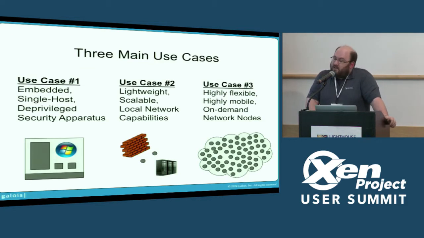So the first question is, should we even think about using a unikernel at all? We've discovered, at least in our work, that unikernels are useful in 3 main use cases. Use case number 1 is on your machine. These are usually embedded, single host, deprivileged security apparatus running on a single machine. The second use case is on your network. In this case, we can use unikernels as lightweight, highly scalable local network capabilities. Again, because we do a lot of security work, there's a bit of a security flair in this as well. The final use case is highly flexible, highly mobile, on-demand network nodes in the cloud. So that's outside your network. I'm going to go through each of these use cases.